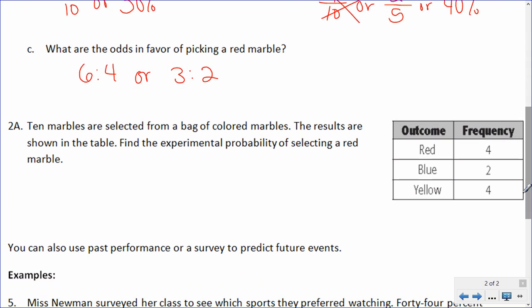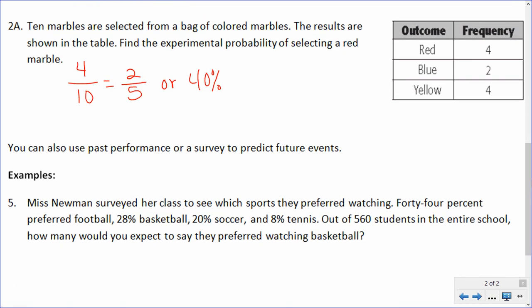Okay, the last try it yourself problem that you worked through says 10 marbles are selected from a bag of colored marbles. Results are shown in the table. We wanted the experimental probability of selecting a red marble. And you will have noticed that 4 times a red marble was selected out of 10 times total, which reduces to 2/5, which is 40%.